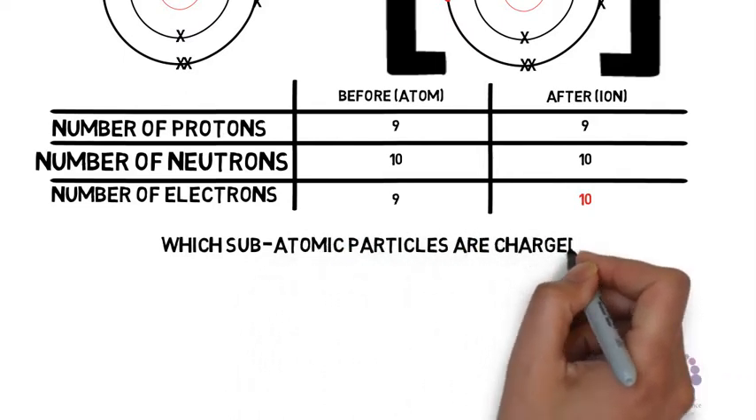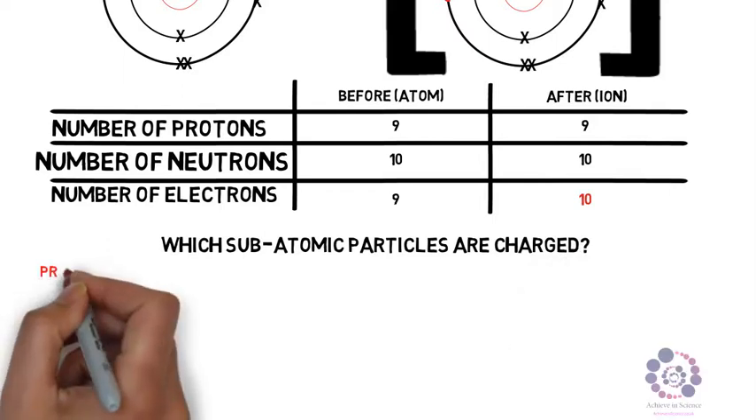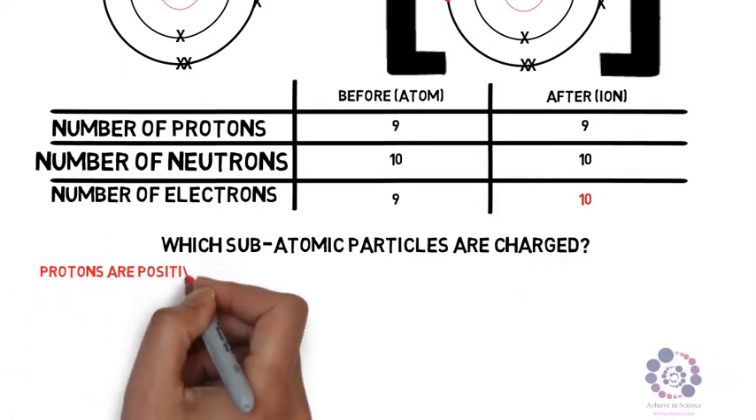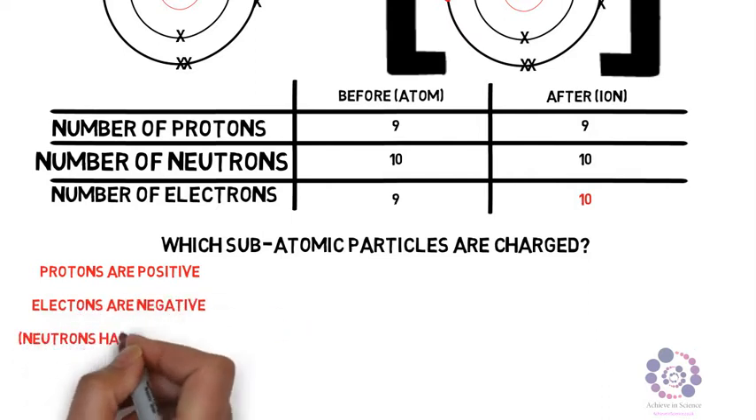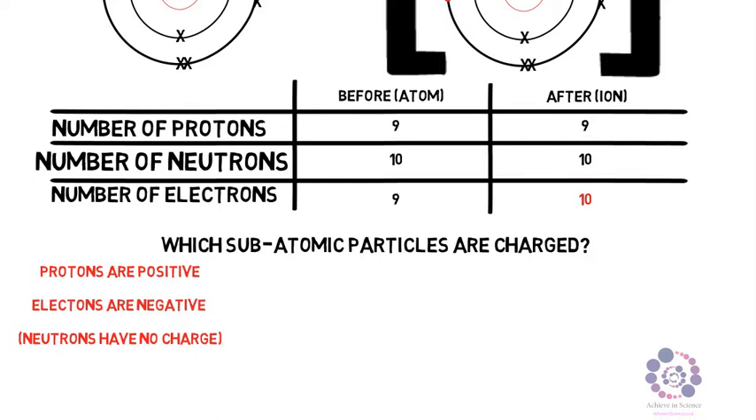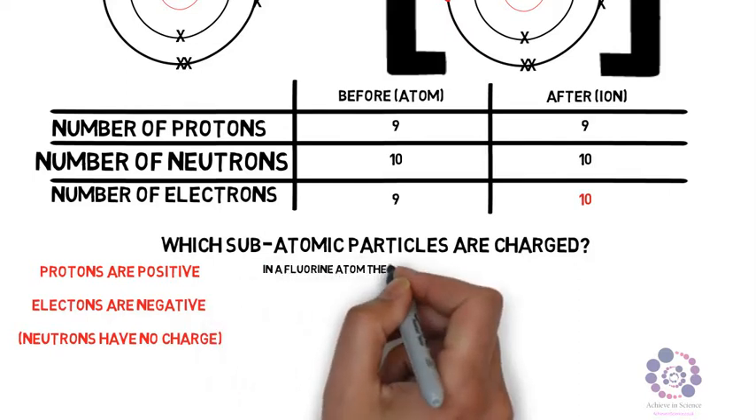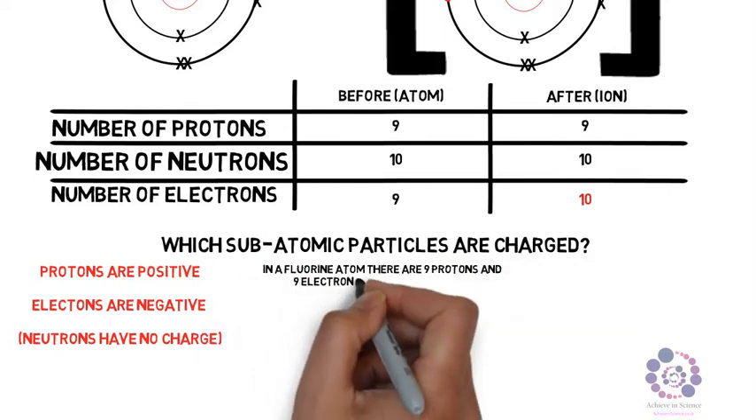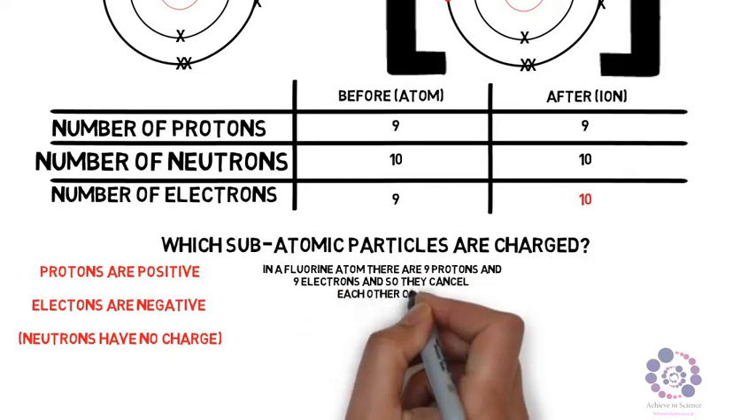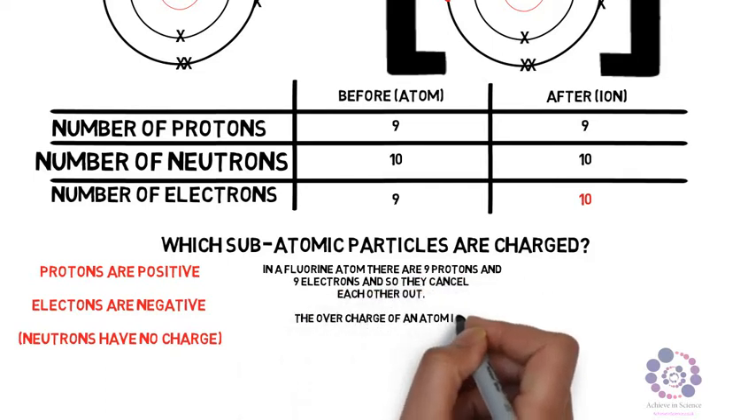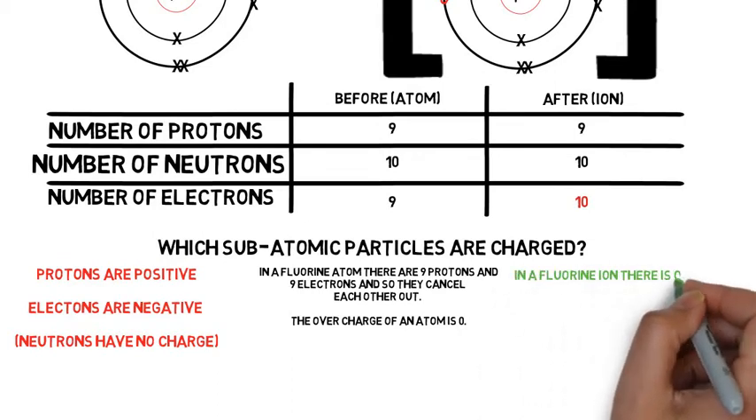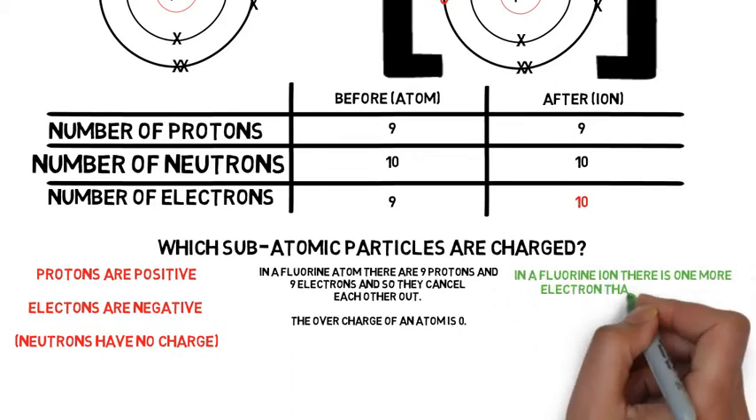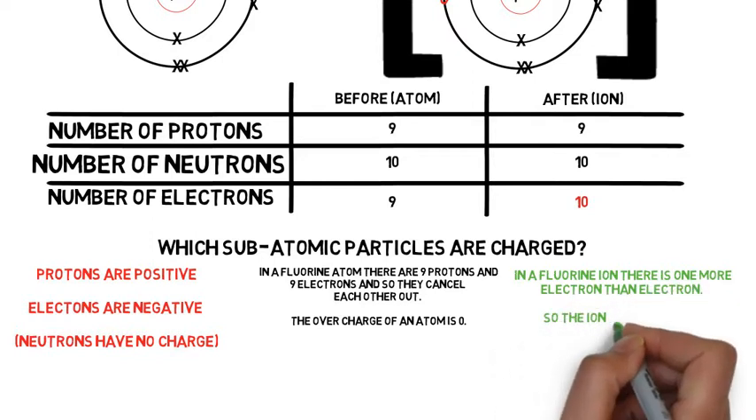If we remember, protons are positively charged, electrons are negatively charged, and neutrons have no charge at all. So in the fluorine atom there are 9 protons and 9 electrons. They cancel each other out. Therefore, an atom has no charge. Yet, in a fluorine ion there is one more electron than there are protons. Therefore it will form a 1 negative charge.